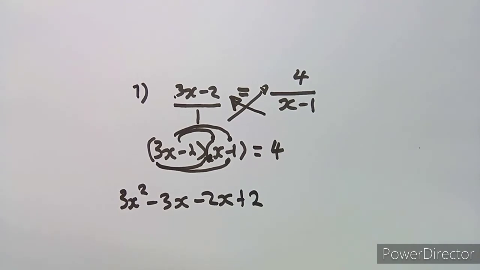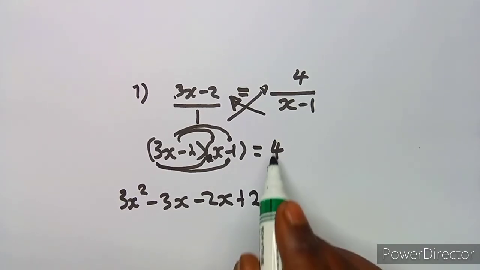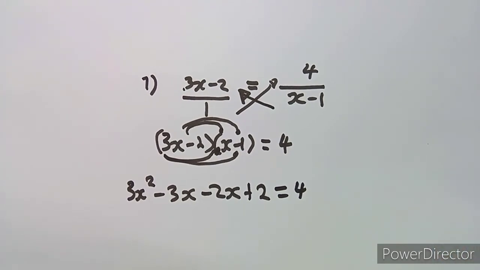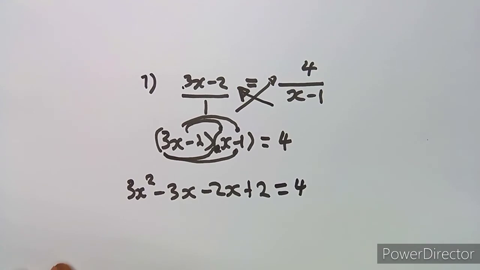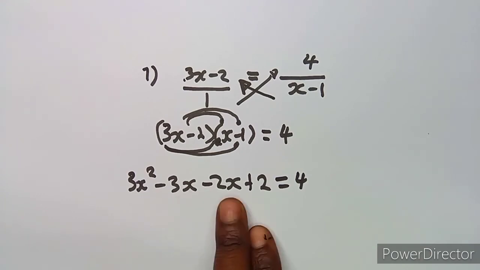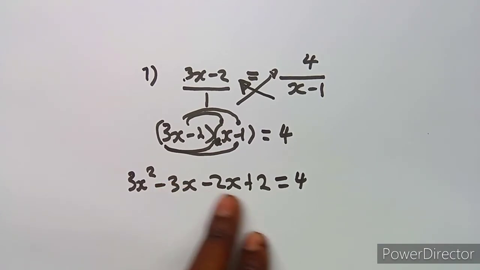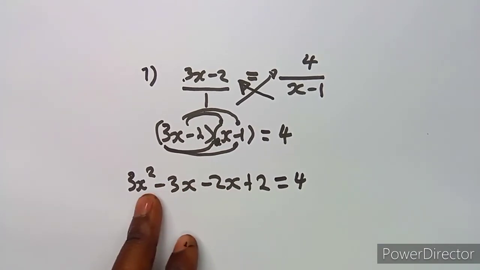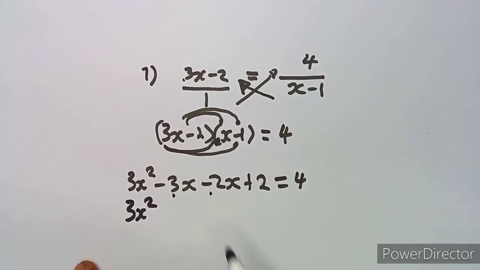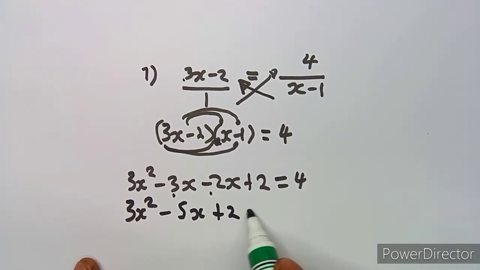All right, so as you can see, guys, this 4 is just alone there. So take it back here. Or let's wait so that we understand what's happening first. Maybe I'm rushing someone, so let's wait. All right, so from this part that you're expanding here, as you can see, we've got two like terms here, minus 3x and minus 2x. So you can actually collect these like terms. So it's going to be 3x squared minus 3 minus 2, which is minus 5x plus 2, all right, which is equal to 4.